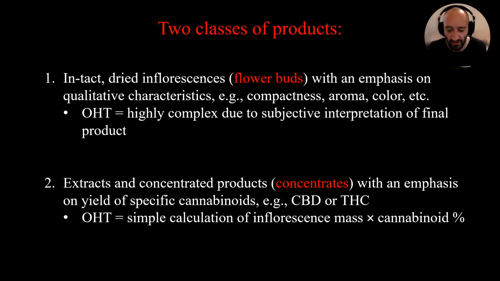Now, identifying the optimal harvest time for flower buds is really complex because of how subjective the interpretation of the final product is, right? But if we compare that to our second type of product, extracts and concentrated products, we're specifically interested in maximizing the yield of our cannabinoids, right? We don't care what the flowers look like because the customer will never see the flower. And so the optimal harvest time is really just a simple calculation of how much flower mass do you have and what is the percent dry weight of the cannabinoid of interest.